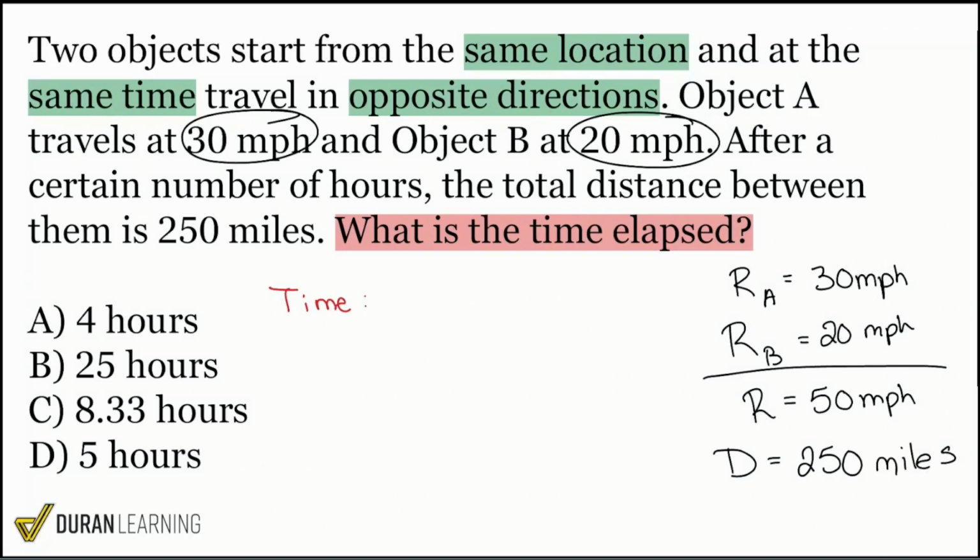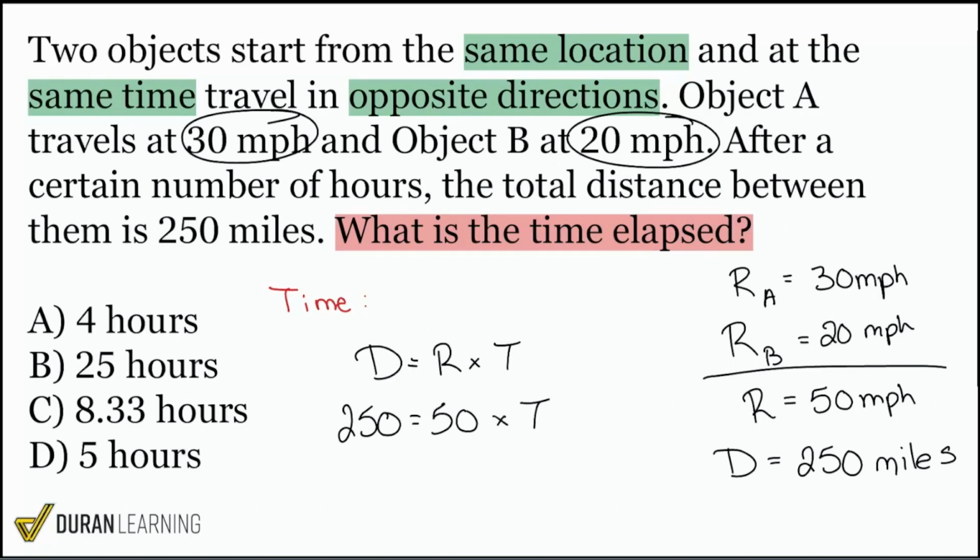But there we are, everybody. If we're trying to find time in the distance rate time formula, we need the relevant rate and the distance, and that's what we have. The distance that they are apart is equal to the rate at which they're moving apart multiplied by the time for which they're moving apart. The distance that they are apart is 250 miles. The rate at which they were moving apart is 50 miles an hour, and that can help us solve for the time for which they're moving apart.